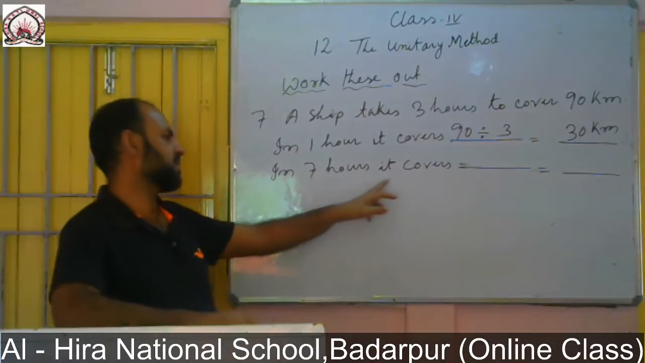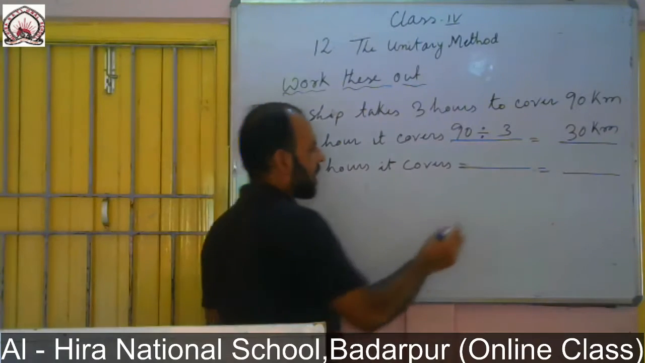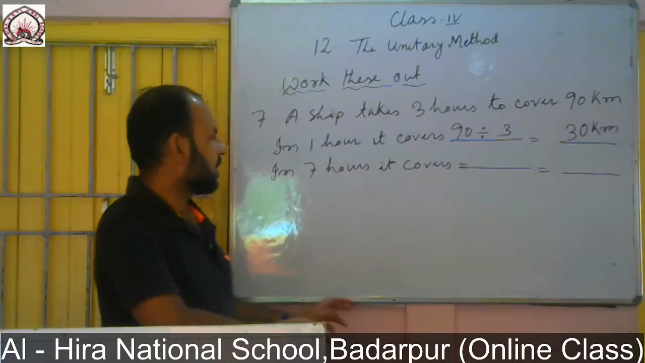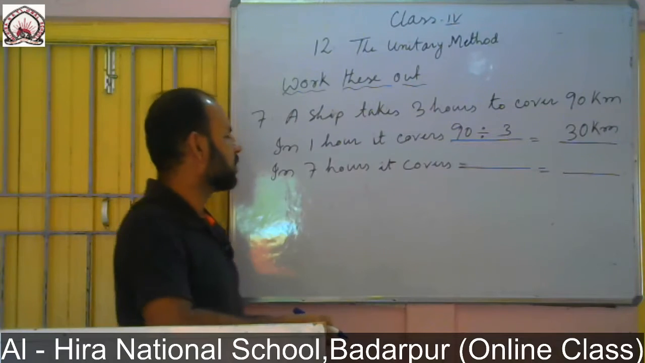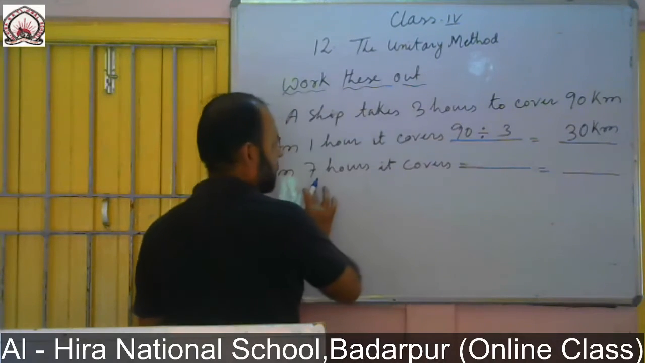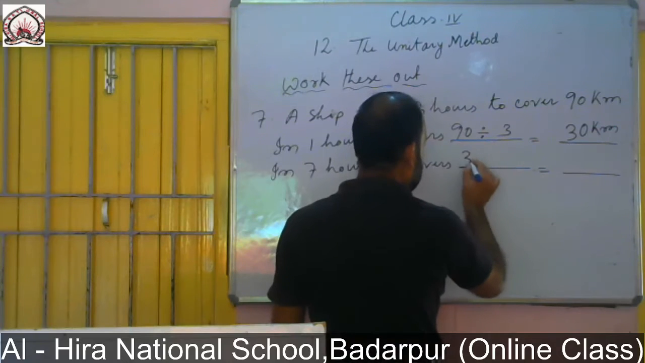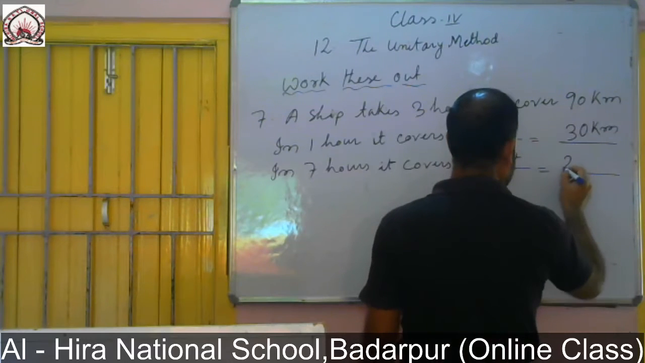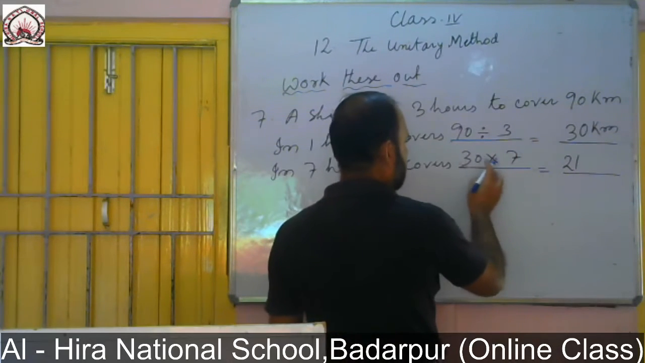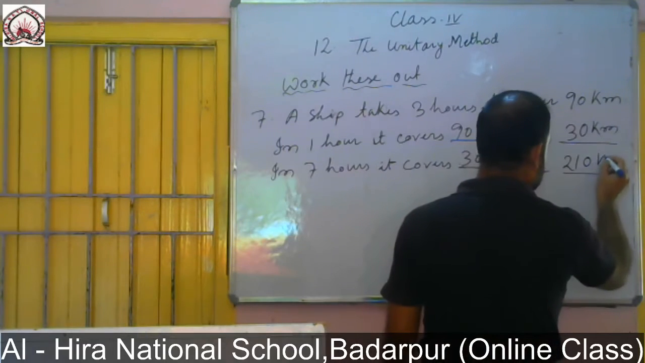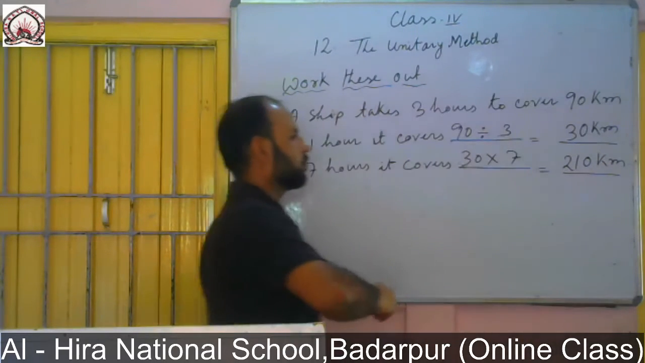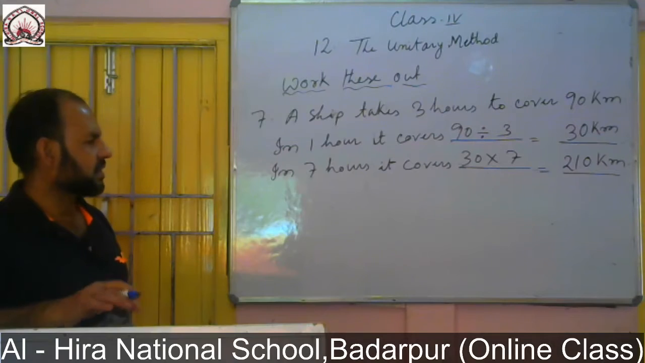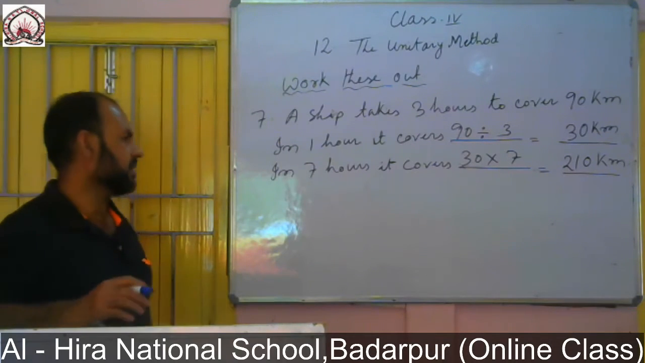In 7 hours it covers, if in 1 hour it covers 30 kilometers, in 2 hours 60 kilometers like this, but in 7 hours we know 30 into 7. 3 sevens are 21, and the zero, that means 210 kilometers. In 7 hours it covers 210 kilometers.